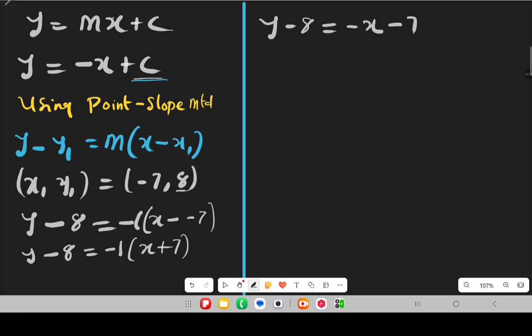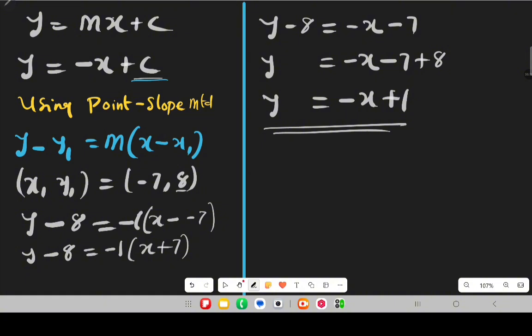Now we collect the like terms, or we make y the subject of the formula, which is y equal to minus x minus 7 plus 8, because minus 8 crossing the sign of equality becomes plus. We have y equals minus x minus 7 plus 8, which gives us plus 1. So the equation of the line is y equal to minus x plus 1.